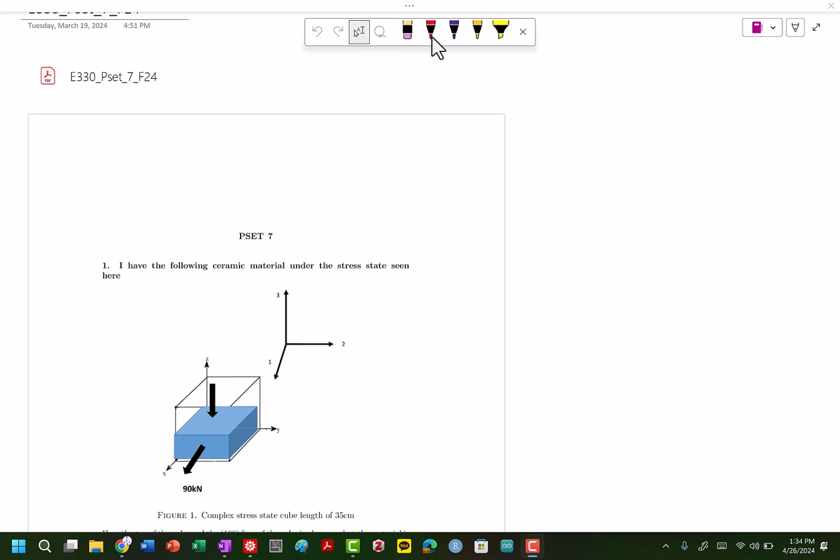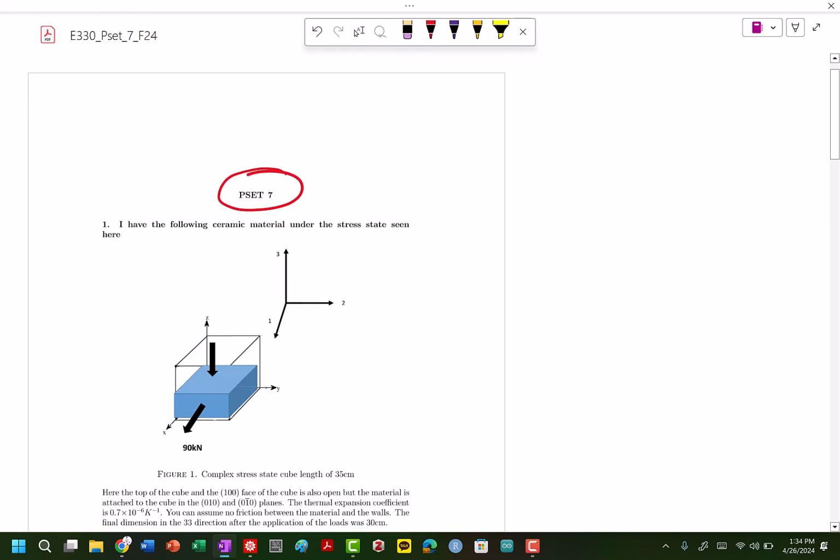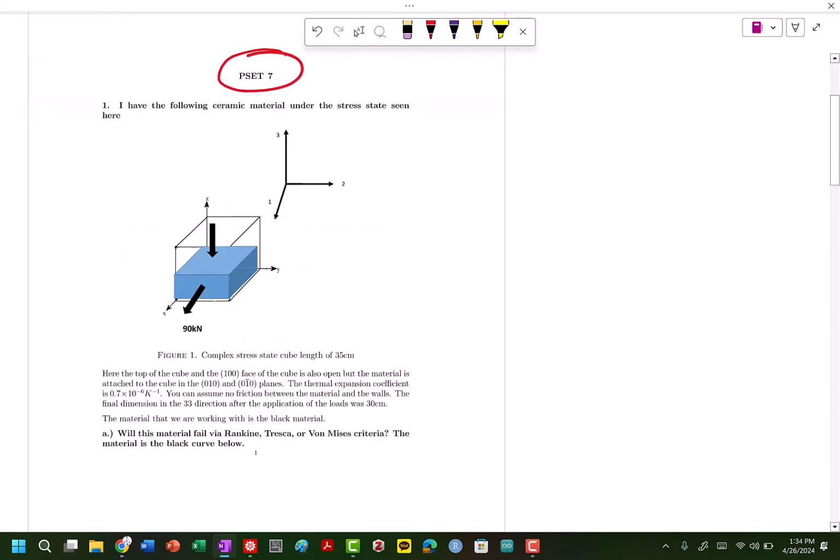Hi everyone, we are back and we are going to go through our problem set 7 solution videos. So we have the following ceramic material under the stress state. This should look familiar. It was in our problem set previously. So let's go ahead. We're going to solve for that stress tensor again.